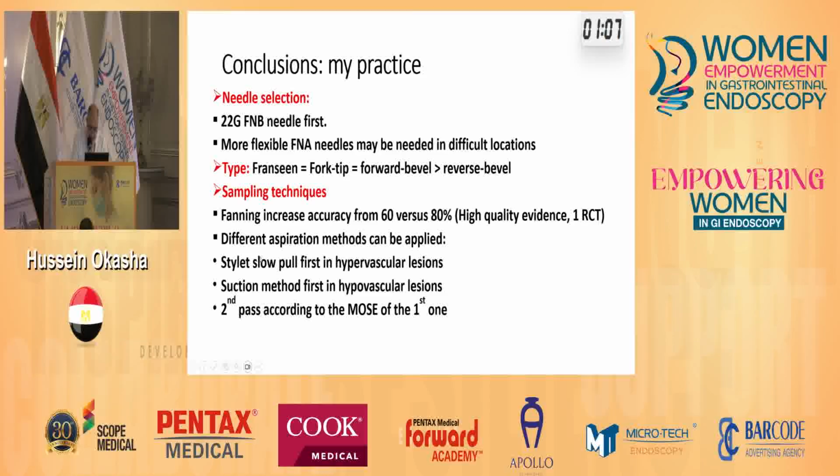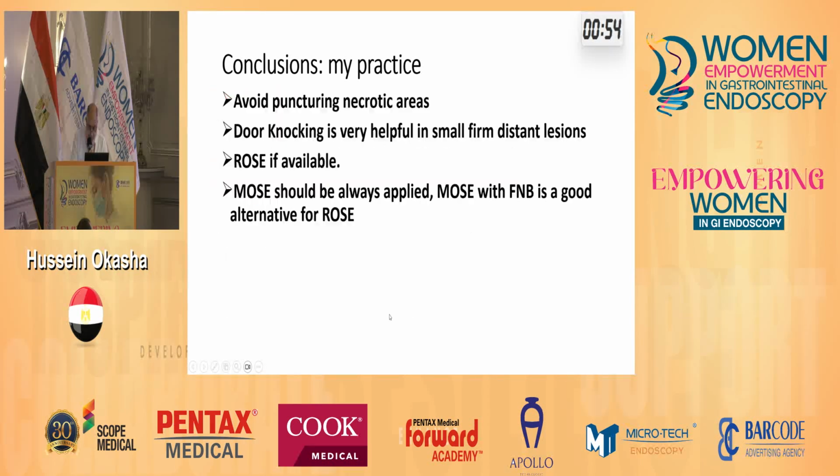Different aspiration techniques: stylet slow pull first in hypervascular lesions, suction method first in hypovascular lesions, and the second pass is according to the MOS of the first pass, as I mentioned before. Avoid puncturing necrotic areas. The door knocking technique is very helpful in small, firm, distant lesions. Use ROSE if available. MOS should always be applied.